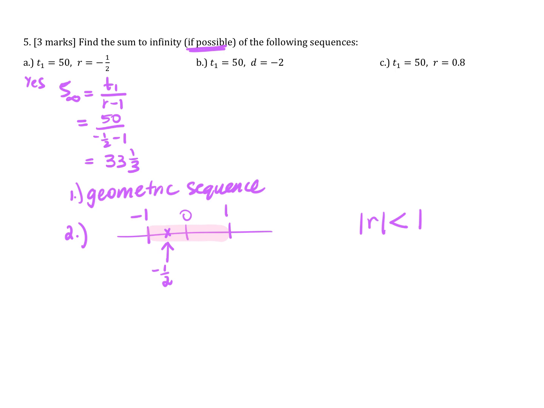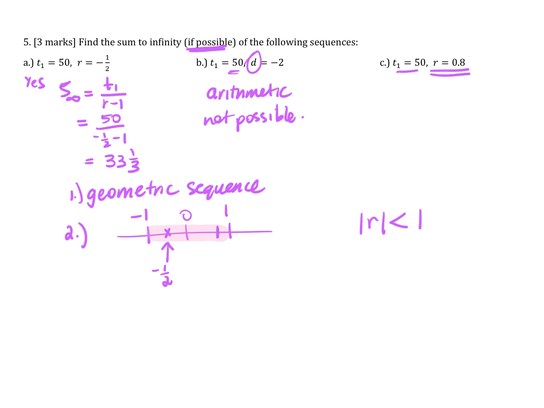Let's look at the next one. Term 1 is 50 and D equals -2. What is D? D means that it's arithmetic. The sequence is arithmetic, so it's not possible to find the sum to infinity. Forget about that one. Next one, we've got term 1 is 50 and R is 0.8.